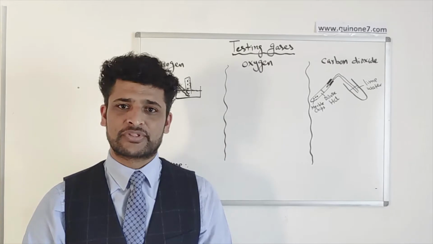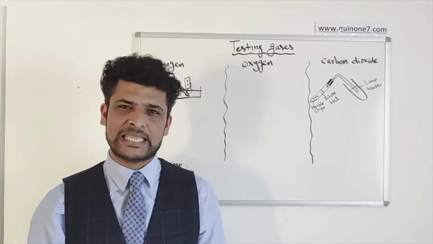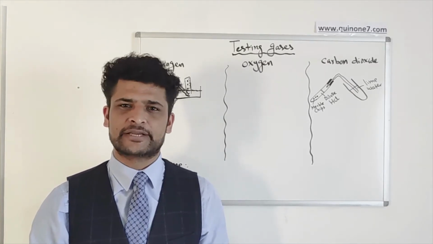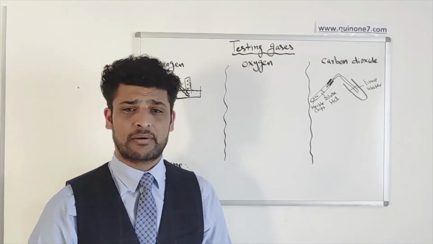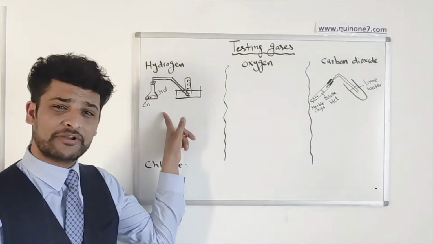Today we're going to learn about the testing gases. There are 4 gases in GCSE you need to look at: carbon dioxide, oxygen, chlorine and hydrogen. Now we're going to start with the hydrogen first.